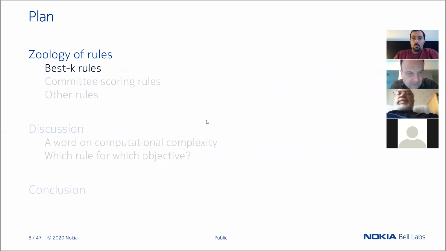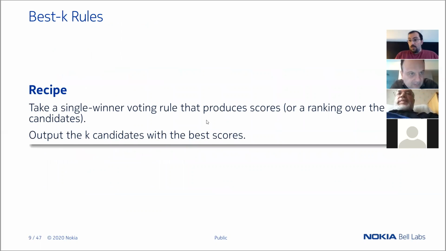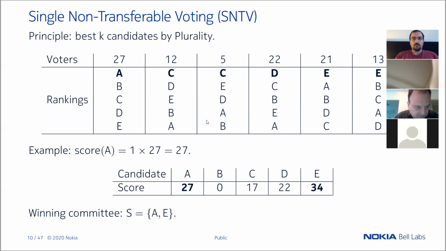So the best K rules, their principle is very simple. You take your favorite single winner voting rule, typically a voting rule that produces scores or a ranking over the candidates in general, and you simply output the K candidates with the best scores.